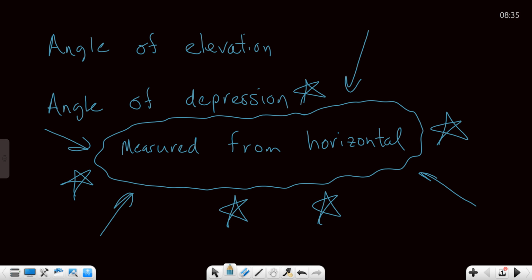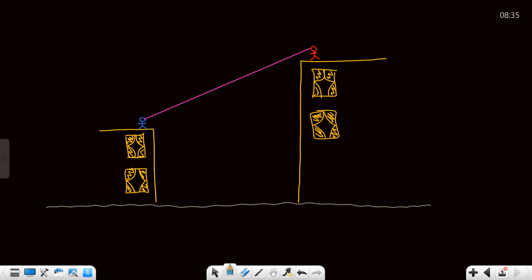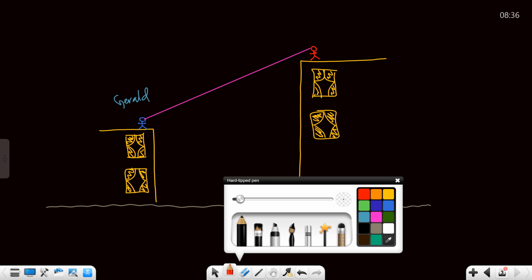So let's look at a scenario. Two people standing on roofs. One person is higher than the other. The blue guy's name is Gerald. Nice. With a G? I don't know how to spell Gerald. We're going to make it G. I think this is right. And the red guy's name is? Could be a woman too. Anthony.